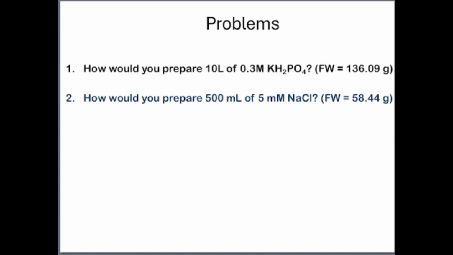So now we get to a couple problems for you to practice with. My suggestion would be that you stop the video and try to do a couple problems just to test yourself. The first one is, how would you prepare 10 liters of 3/10 molar potassium phosphate? Formula weight is 136.09 grams. How would you prepare 500 mils of 5 millimolar sodium chloride with a formula weight of 58.44 grams? Okay, so go ahead and stop the video and take a look.